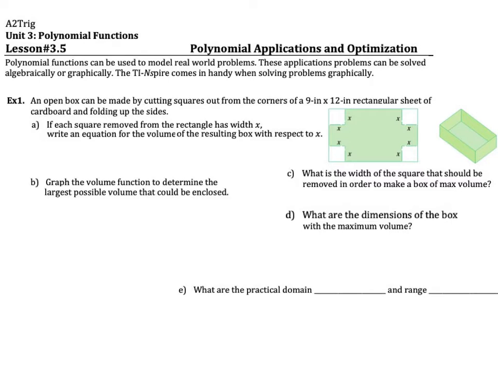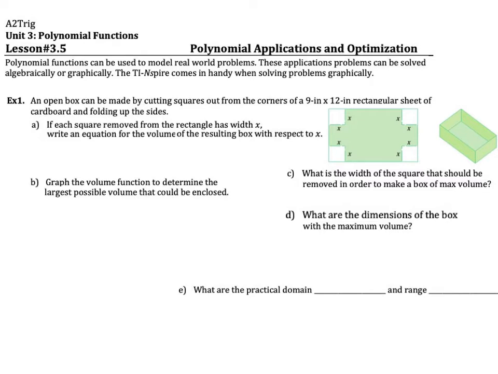These first couple of examples are about a box that we're going to create from a piece of paper, a piece of cardboard, or something like that. So then we want to optimize the volume. So what should the dimensions be of that box? So you need your TI Inspire. If you don't have it, you should pause and grab it to make sure you have it handy.